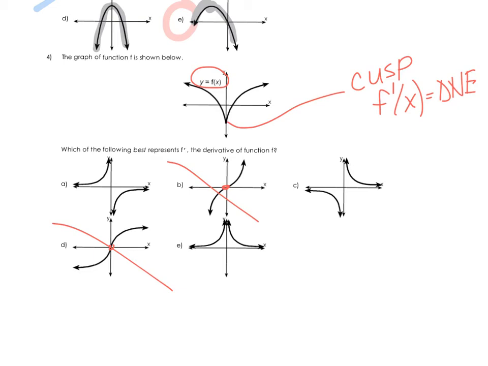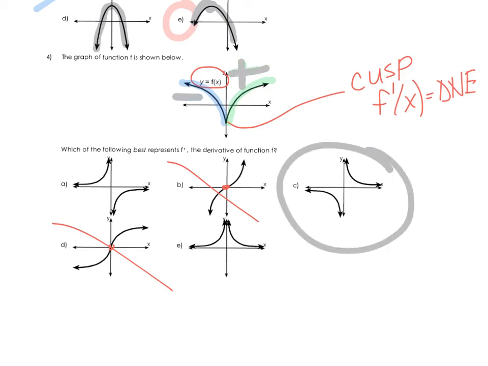So I got it down to A, C, and E. This portion of the graph is going down. So that means the slopes over here are all negative. The second portion of that graph is going up. So those slopes are positive. So when I'm trying to find the correct derivative graph, I'm looking for something that is below, then above. Only one of these is below, then above. Choice C.